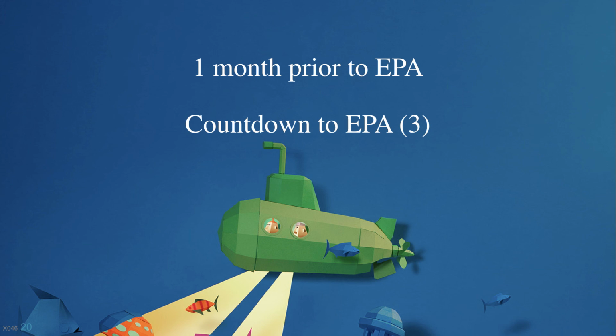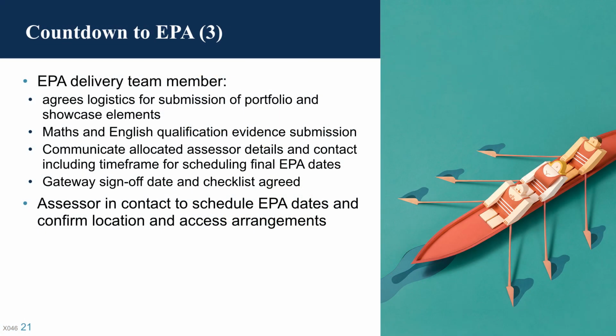What happens at this stage is that the EPA delivery team member, so essentially the point of contact, has now moved from the ASM through to the delivery team member. The delivery team member then agrees the logistics for submission of the portfolio for the healthcare support worker, or the showcase elements for the customer services one. They just make sure that you've got sight of all the maths and English qualification evidence from the apprentices. They will also communicate the allocated assessor details, who would then get in touch to schedule the exact date of the endpoint assessment with the employer and the apprentices themselves.